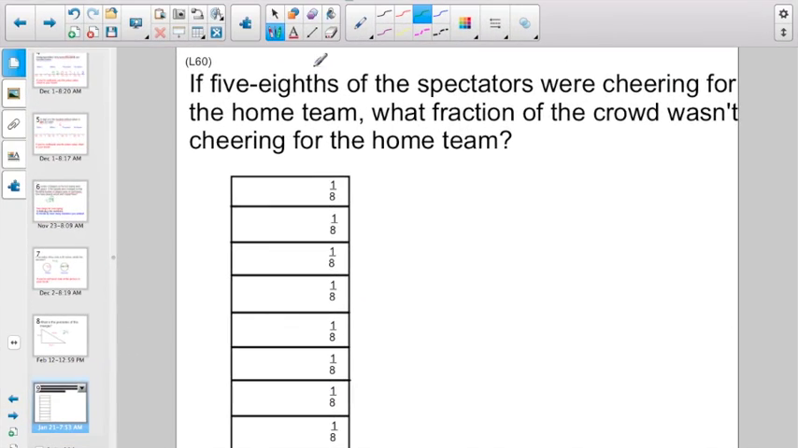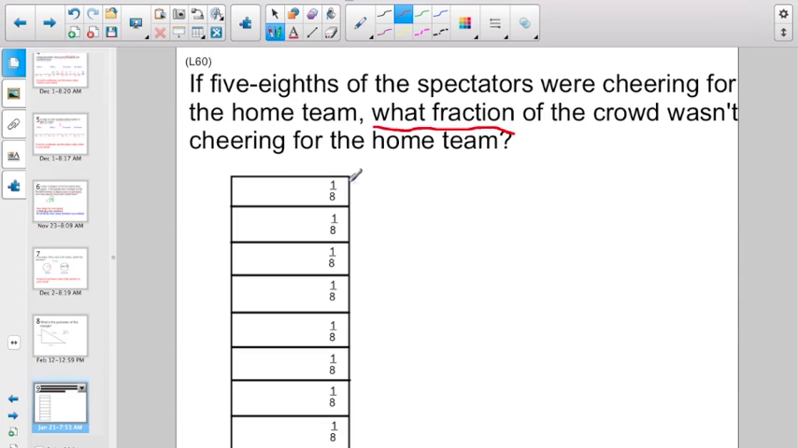Check out this guy. If 5/8 of the spectators were cheering for the home team, what fraction of the crowd wasn't cheering for the home team? And I have had students who get completely freaked out saying, Mr. Hines, they don't tell us how many people in the crowd. They don't need to, because they're not asking you how many. They just want to know what fraction.